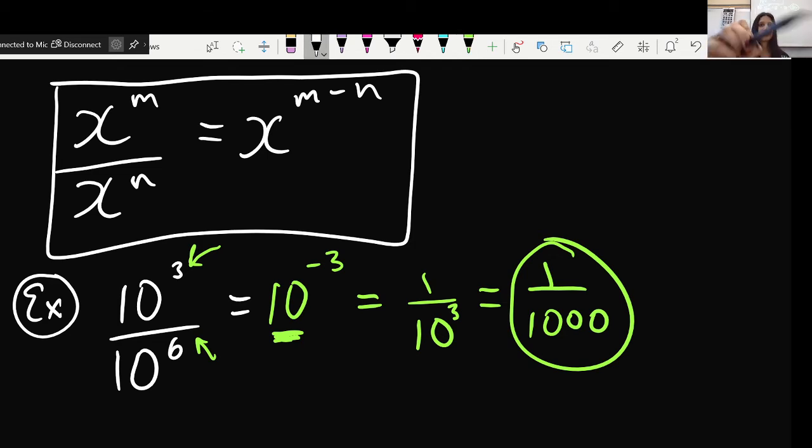Question? Could you also just do it by solving like 10 to the power of 3 and then 10 to the power of 6? Yep. Yeah, but we're learning the exponent laws today.